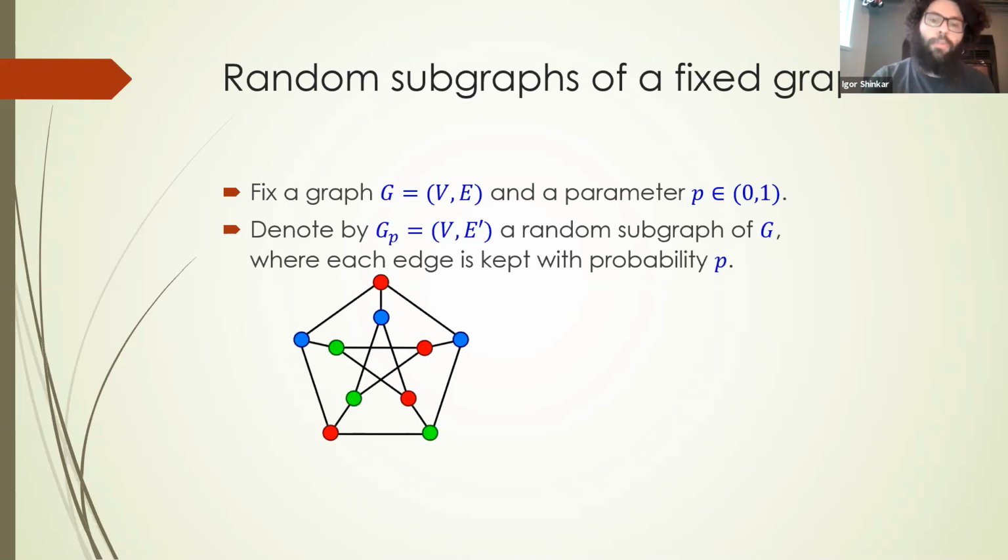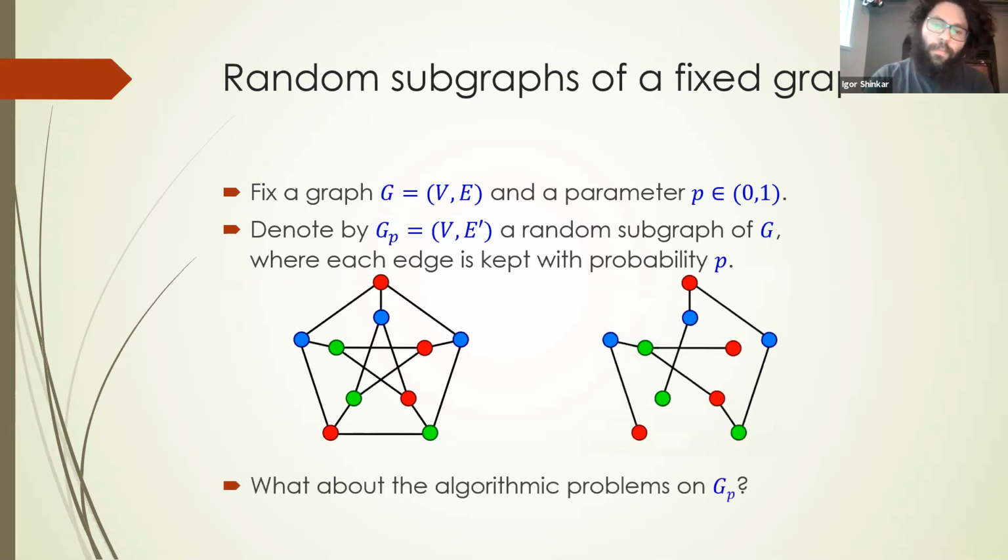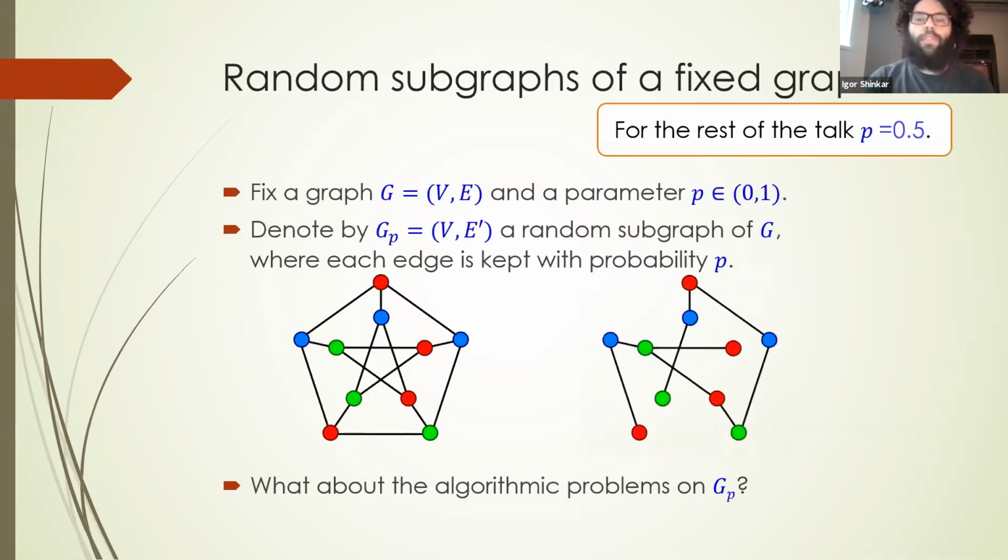Okay, so what's the problem? It took me like 5 hours to draw these pictures. One of them I took from the internet and the other one, just removing the edges, it took me hours, really. So this will be the picture that we keep in mind. We start with the graph and we remove some of the edges. And I would like to ask about the algorithmic problems on these graphs. And for the rest of the talk, p will be 1/2, okay? I will not talk about other values of p.